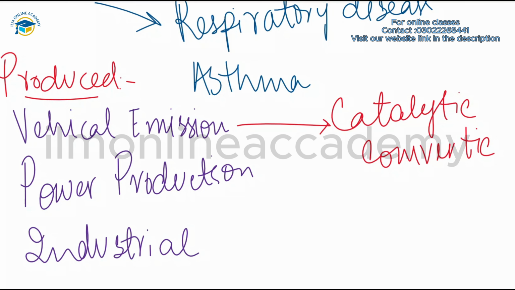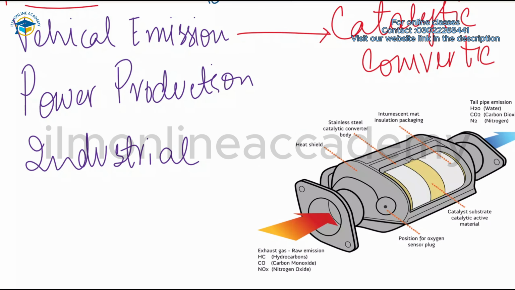I will show you here a picture of the catalytic converter. In this catalytic converter, the toxic gases that are produced from the engine of the car are converted into less harmful gases before they are emitted into our atmosphere. You can see here we have this one.